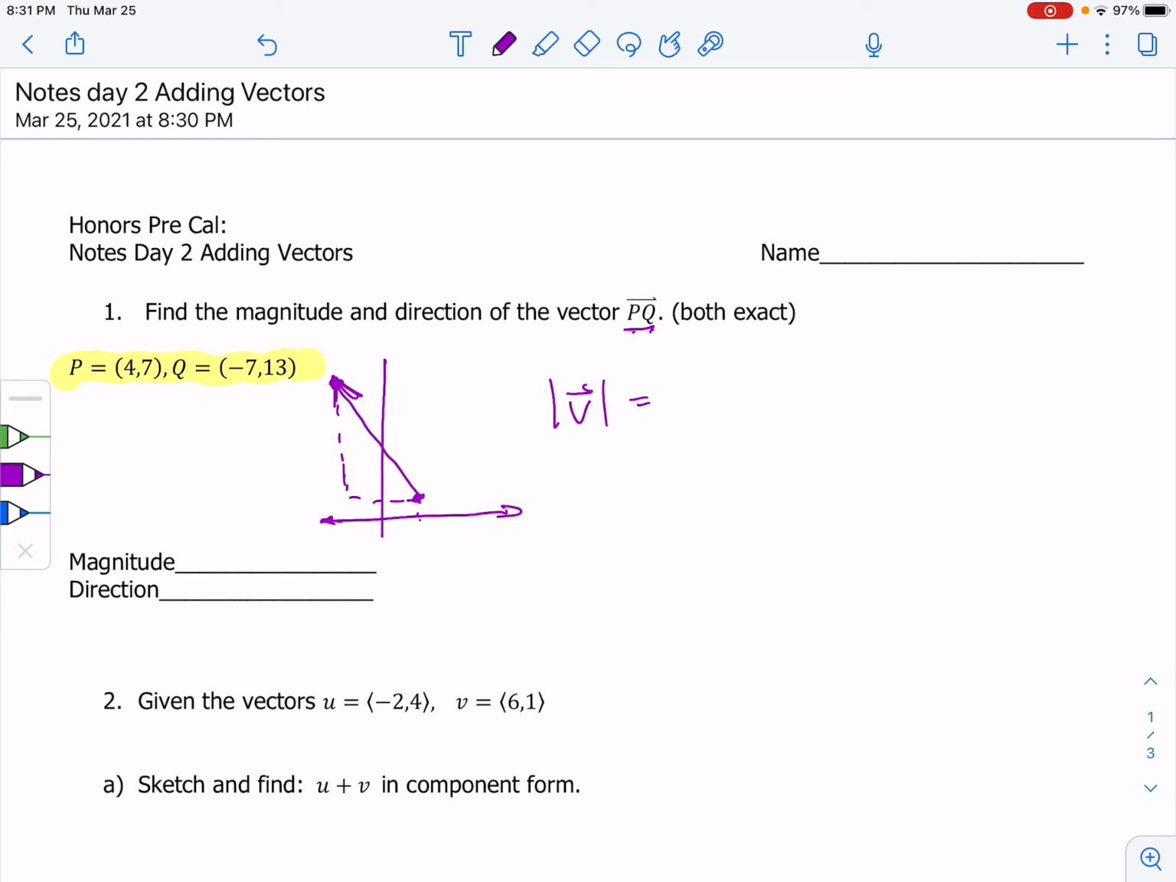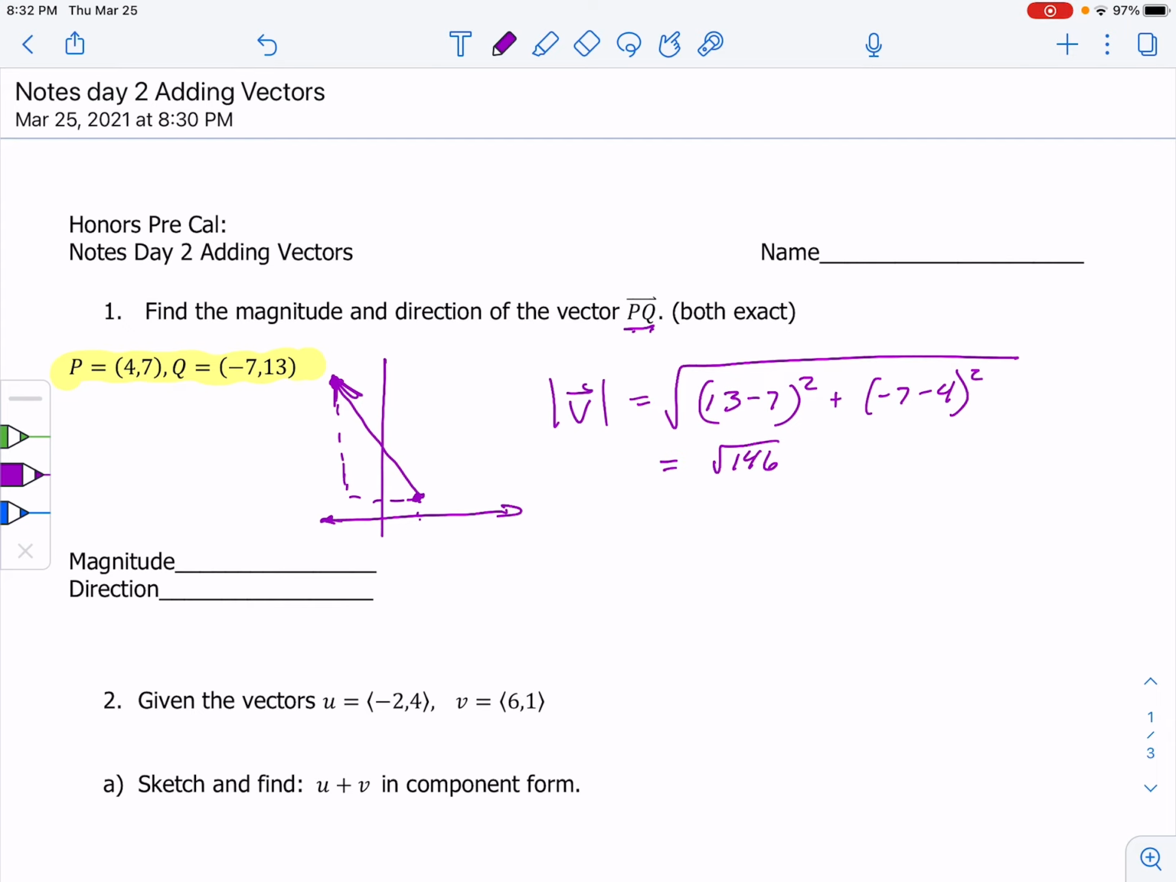Well, how do we find them? You do y minus y, so 13 minus 7 squared, and -7 minus 4 squared, and then you take the square root, the distance formula. So you do the math and you end up with the square root of 146. If we want the decimal of that, square root of 146.